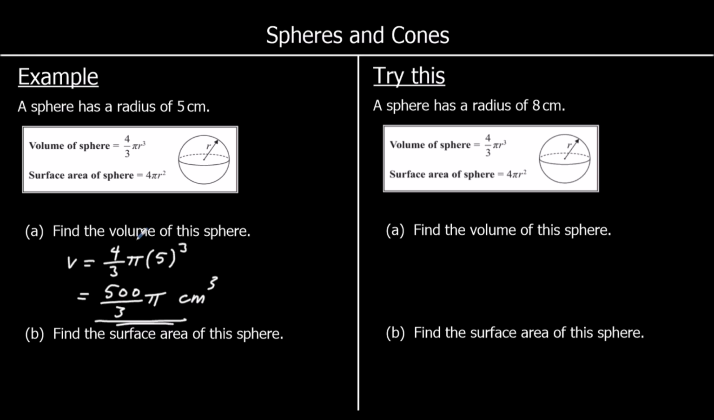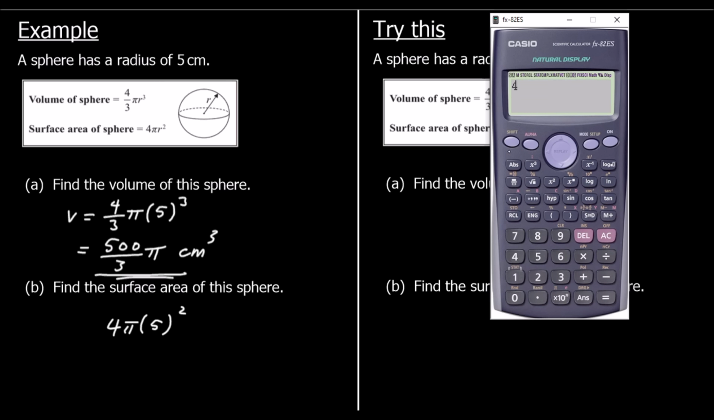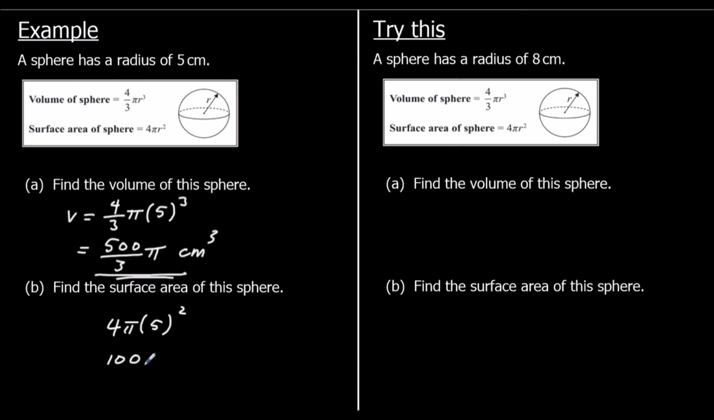Find the surface area. Again, we've got a formula for the surface area. So the surface area is going to be 4 pi times the radius, which is 5, squared. So we can type that into the calculator, 4 pi times the radius squared, and that is 100 pi, or 314.159, and so on. So 100 pi, and it's an area. We measure area in squares, so centimeters squared.